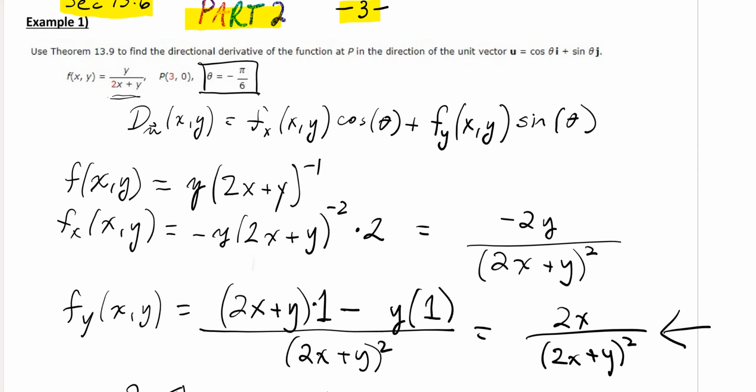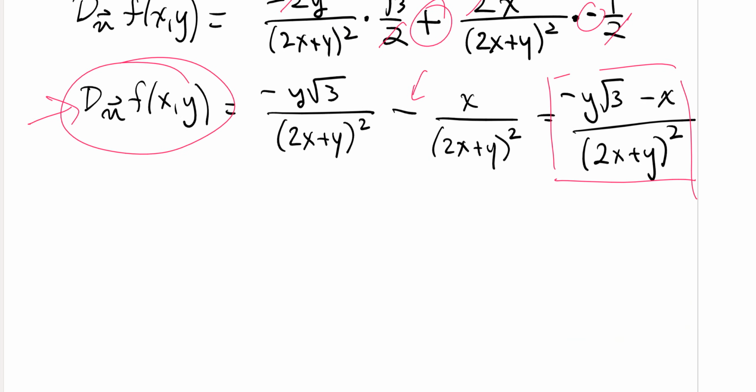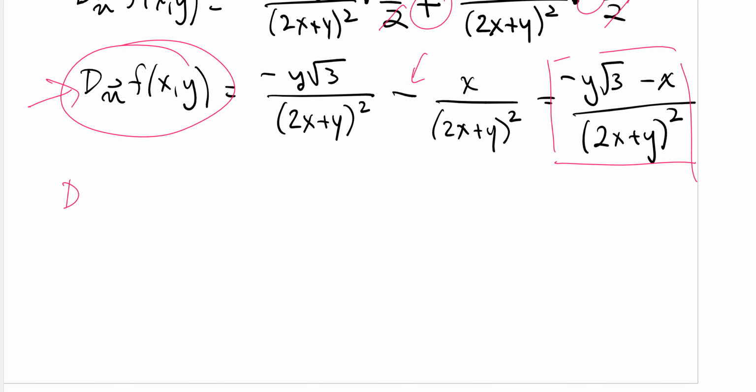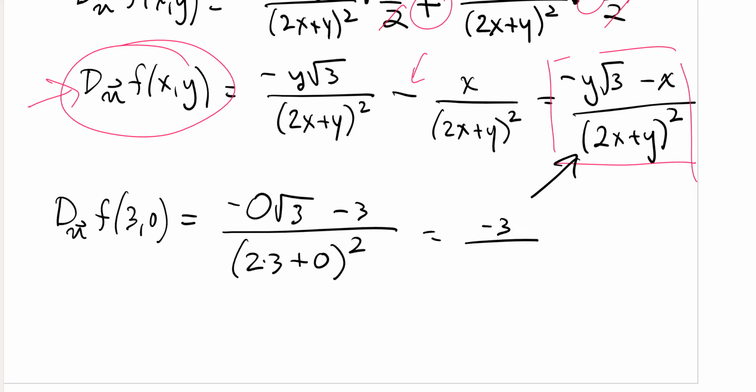And also now we're supposed to plug in specific values for x and y, which are 3 and 0 for x and y. So D_u of f of 3 comma 0 would be, so we'll plug in here, y is 0, so that becomes 0 up top, minus 3 over 2 times 3 plus 0 squared, so that'll be negative 3 over 6 squared, which would be negative 3/36.